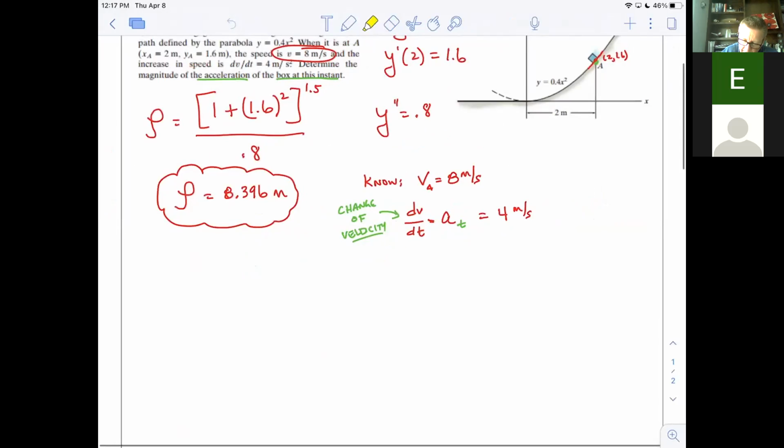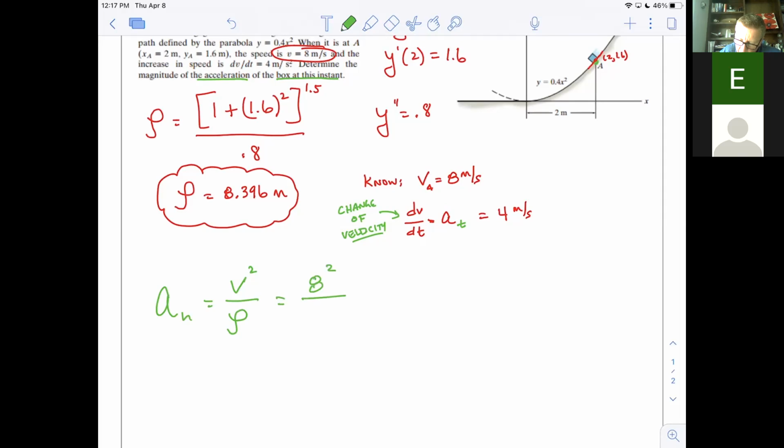So how do I get acceleration normal? Well, we have a formula for that too. That was v squared over rho. So I did need rho. That worked out good. So in our case, we knew the velocity at A, it was 8. And we calculated rho, it was 8.396. And so the fact that I just figured some stuff out, I ended up needing all those things. And so I'm about to know what the normal acceleration is. And that turns out to be approximately 7.62 feet per second squared.